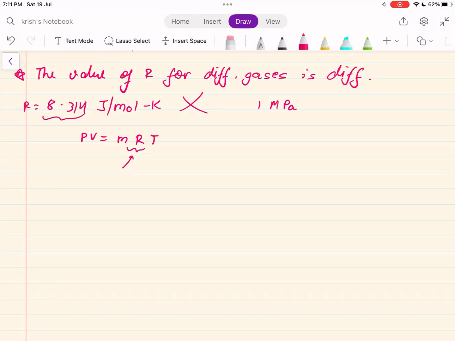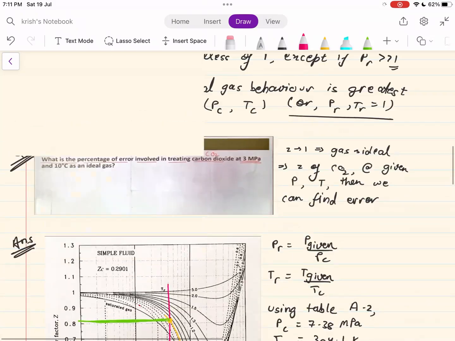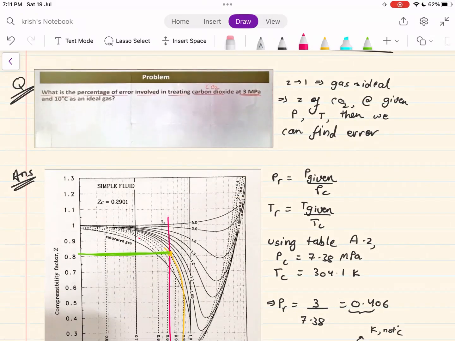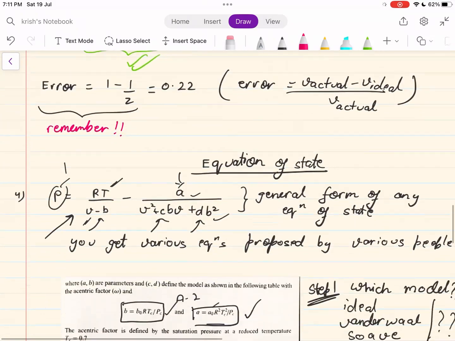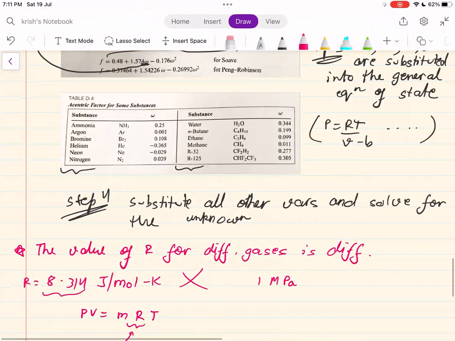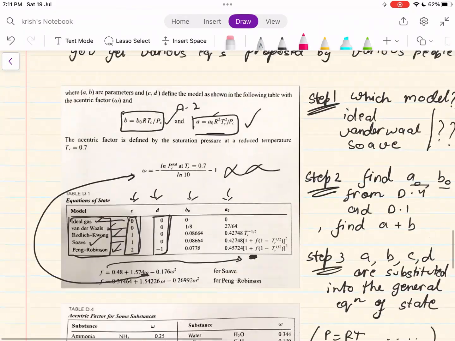So yeah, I think this concludes our section on ideal gas. After this, we will have a tutorial lecture in which we will be solving some questions related to this graph and maybe even see if we have any questions on the equation of state, although I doubt it. Right, see you in the next tutorial.